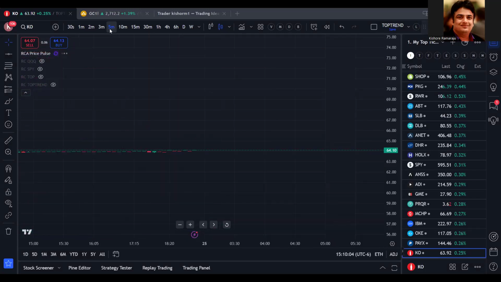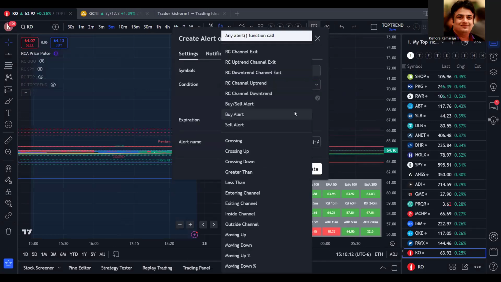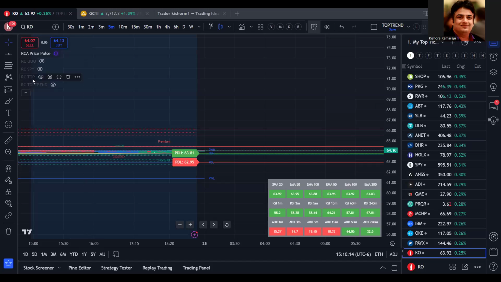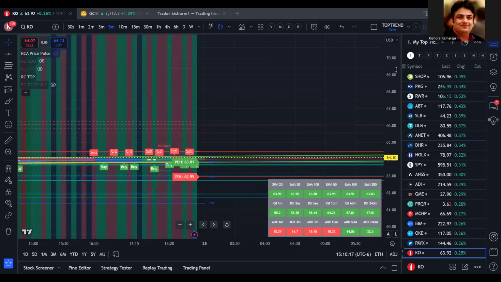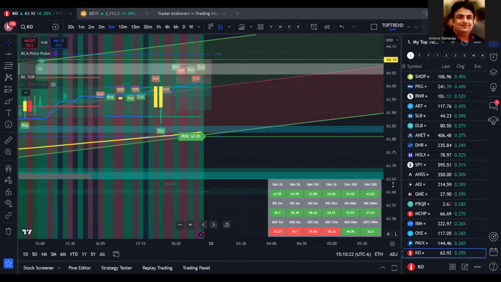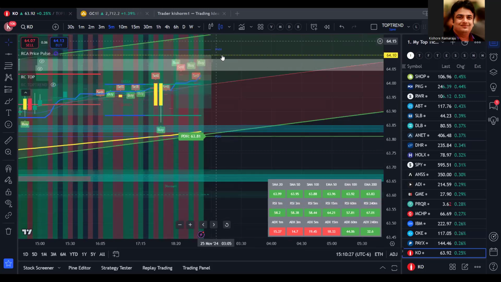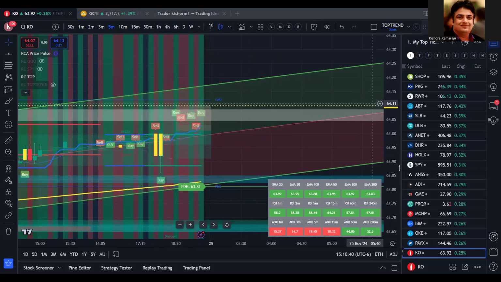Now I'll go to 5 minutes and you create a buy order there. And whenever KO comes to the bottom and I get a buy signal, right? I won't buy at the top, but if it comes to bottom and I get a buy signal, I'll confidently buy it because I know in higher time frame it is very bullish. I'll wait for a pullback in smaller time frame and then you can buy and you can make nice profits.